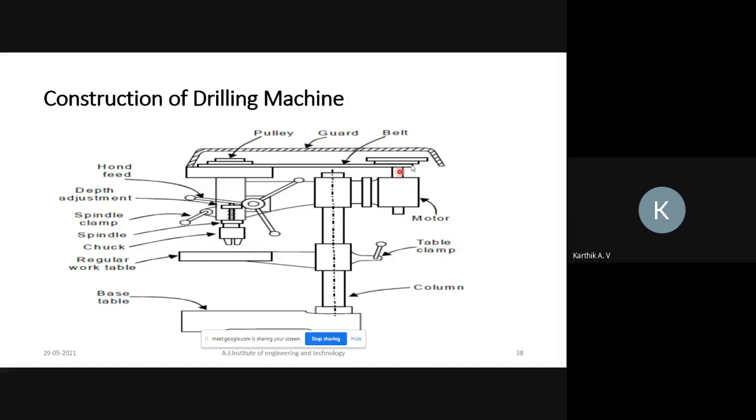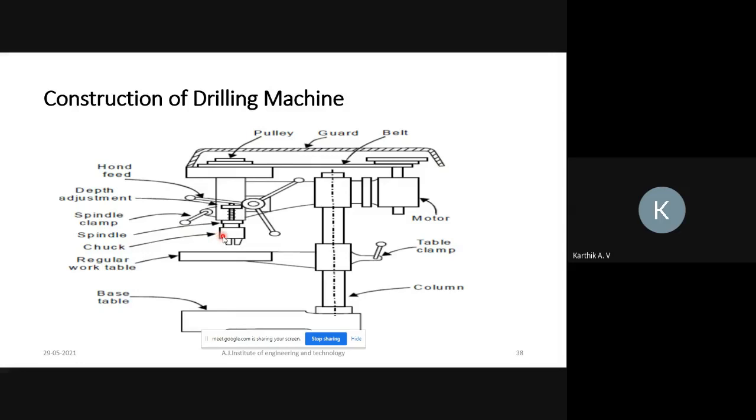Here the motor will rotate, and you can transfer power from this shaft to this shaft with the help of this belt drive. Pulleys of different diameters are also used here to increase and decrease the speed of the spindle. This is the spindle. You can move the spindle upward as well as downward with the help of this hand wheel.